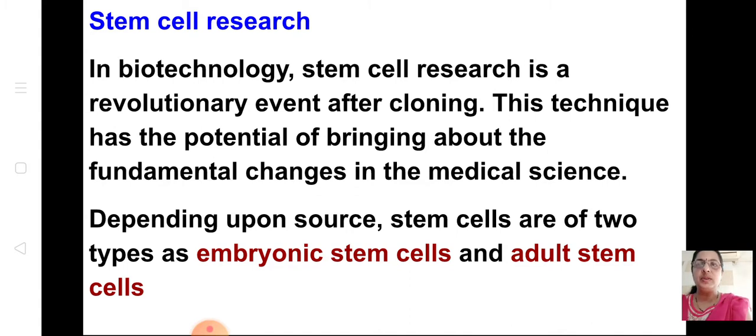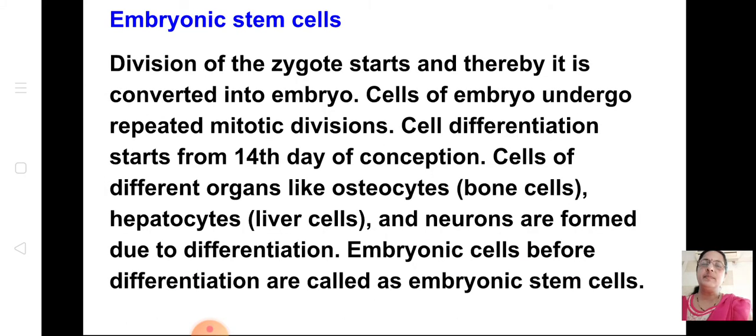Depending upon source, stem cells are of two types. There are two types of stem cells: one is the embryonic stem cells and the other is the adult stem cells. What is meant by embryonic stem cells?